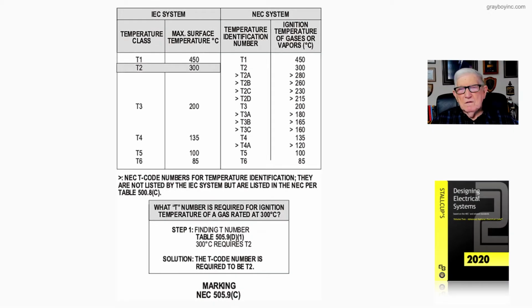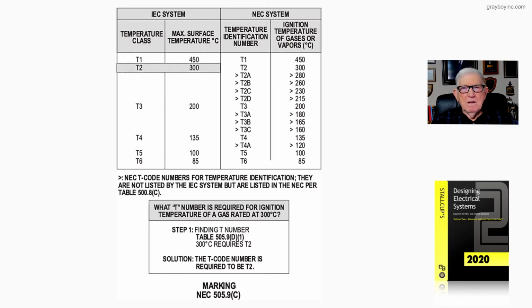Now we're looking at figure 21-65, and we're dealing with the T-code letters. Now notice table 500.8C deals with the NEC code letters. 500.8C is in car. But now the IEC system is 500.9C.